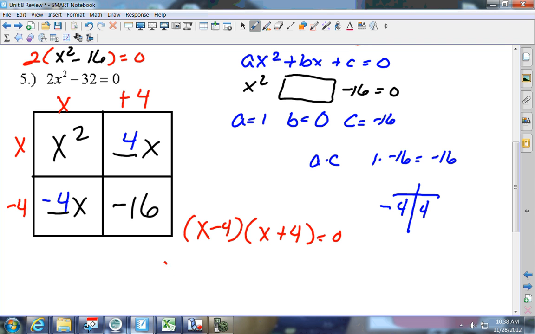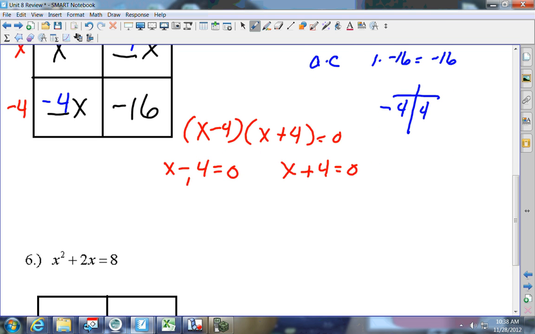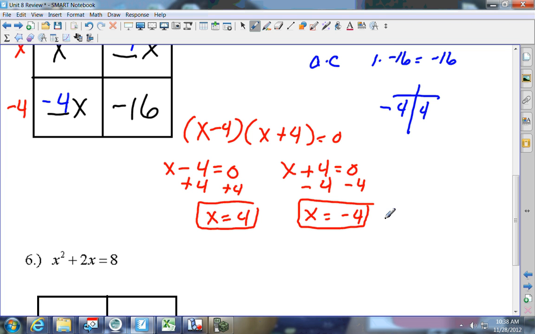To find your solutions, x minus 4 equals 0, x plus 4 equals 0, and now we need to solve. So we will add 4 to each side. x equals 4. Subtract 4 from each side. x equals negative 4. Those are your x-intercepts.